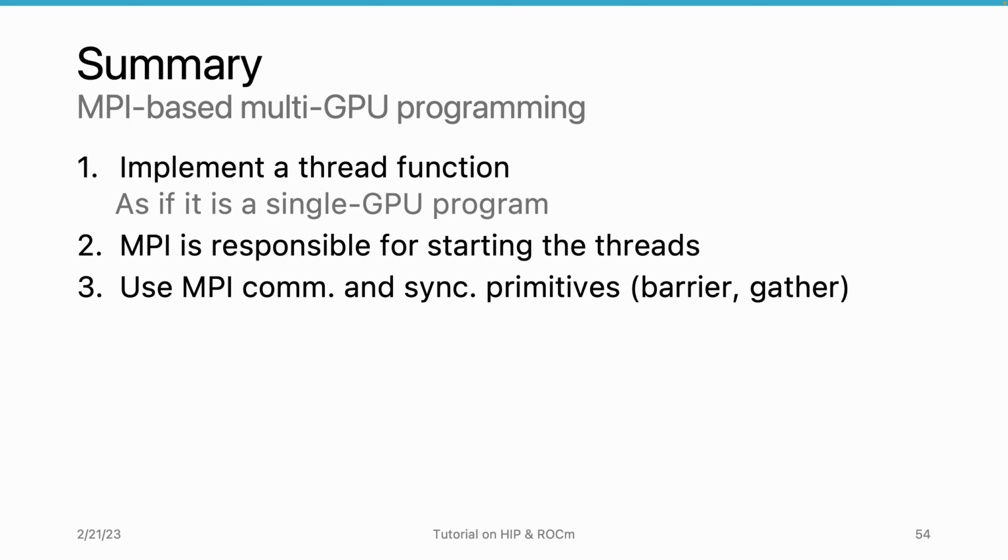So far we have covered three different methods: the stream-based method, the thread-based method, and the MPI-based method. There's no clear good or bad method. Typically, for smaller scale applications, stream-based multi-GPU programming is good enough. If we want more independence, we can use the thread-based method. And finally, if we're programming distributed large-scale multi-GPU applications, the MPI-based method may be the simplest one.